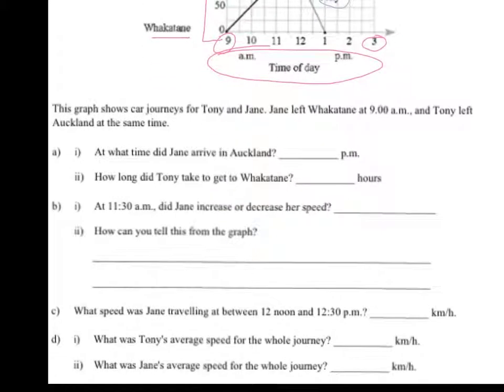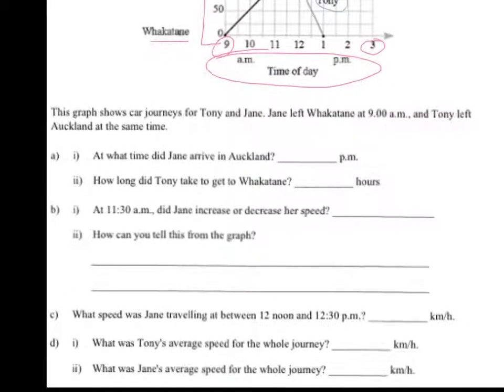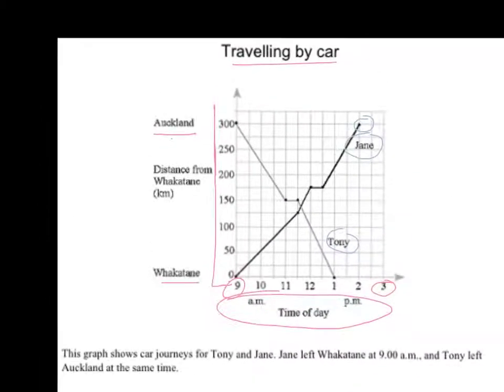Let's try that one. How long did it take Tony to get to Whakatane? And the amount of hours. So he left at 9 AM. See? He left at 9 AM and he got there at 1 PM. So if I just do some simple maths, that's 4 hours long.